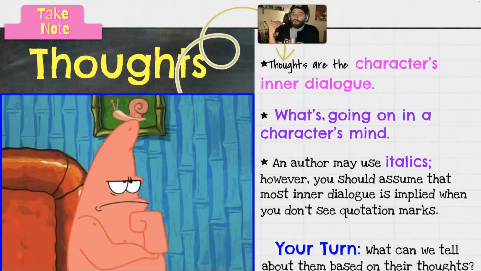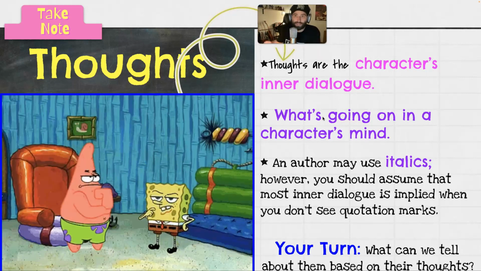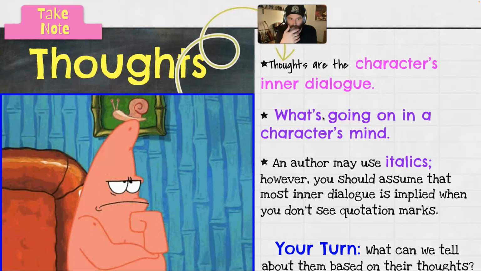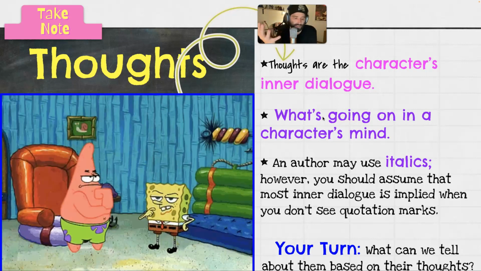So sometimes an author will use italics to illustrate what the character is thinking, but most of the time you have to assume that the words on the page, if they're not talking to anyone or around anyone, are their thoughts. What are they thinking? It's implied though. And so looking at these two here, obviously we know SpongeBob and Patrick are not the smartest. So what could they be deliberating about? What are they thinking about here? And then based on what you think they're thinking about, what does it say about them?